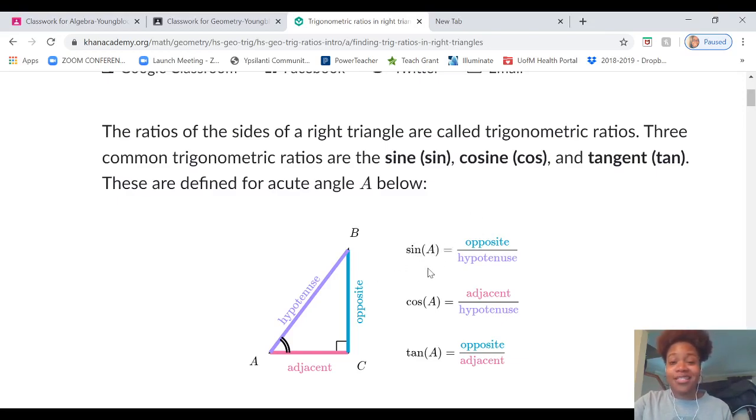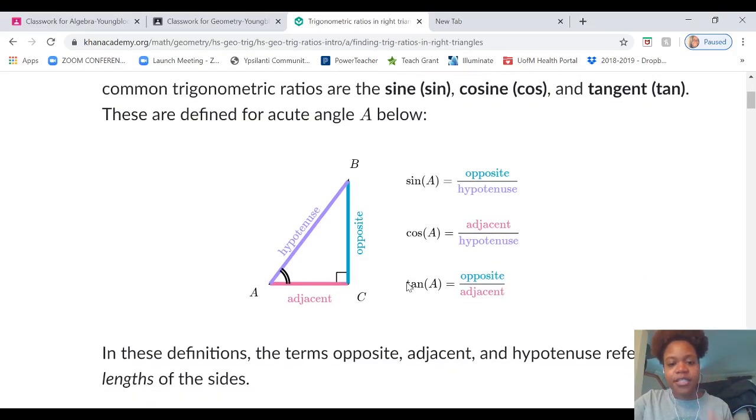So when you're focused on the sine, you are looking at the ratio of the opposite side and the hypotenuse sides. So we know these side lengths normally have numbers. So let's say this was 3 and this was 5. The sine of angle A would be 3 over 5. If you were doing the cosine, you're looking at the adjacent and hypotenuse side. So again, if this was 3 and 5 and this was 4, the cosine of angle A would be 4 over 5. The tangent of angle A is the opposite over adjacent.